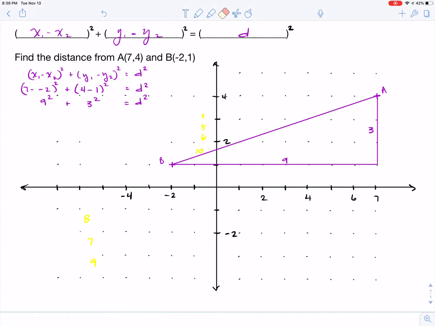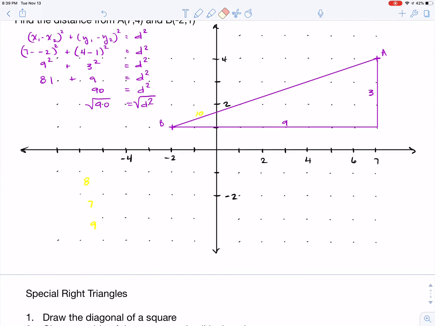All right, going ahead then and doing my math. 9 squared is 81, 3 squared is 9, and when I add those together, I'm going to get 90. Now I need to take the square root of both sides, and I want to get an approximation for the square root of 90. So I'm going to come down below here, and if I want the square root of 90, the closest square root lower than 90 that I thought of was the square root of 81. And the closest one above 90 is 100. And so I know that the square root of 90 is going to be somewhere between 9 and 10. It's going to be 9 point something.